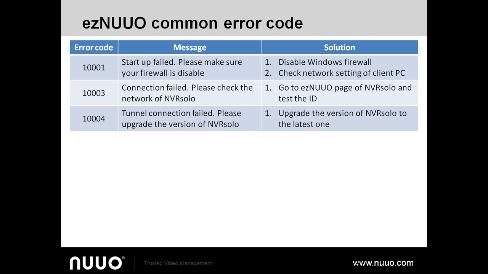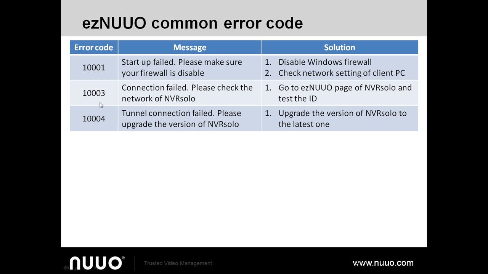There are 3 error codes listed on this page. If you have the error code 10001, please make sure you have disabled the Windows firewall and other firewall or antivirus software, and check the network setting of the client PC to make sure this PC is connected to the internet.